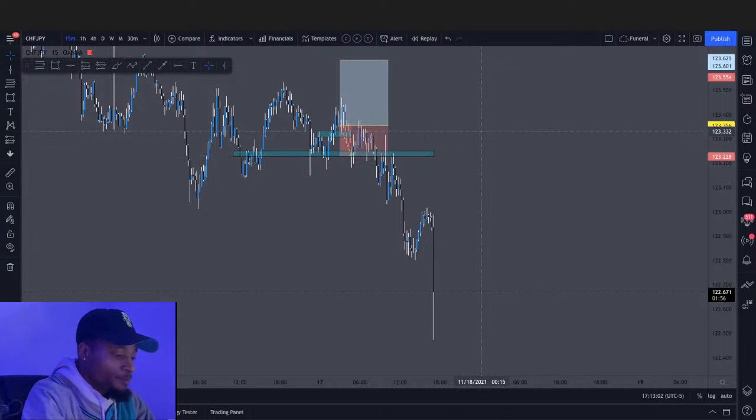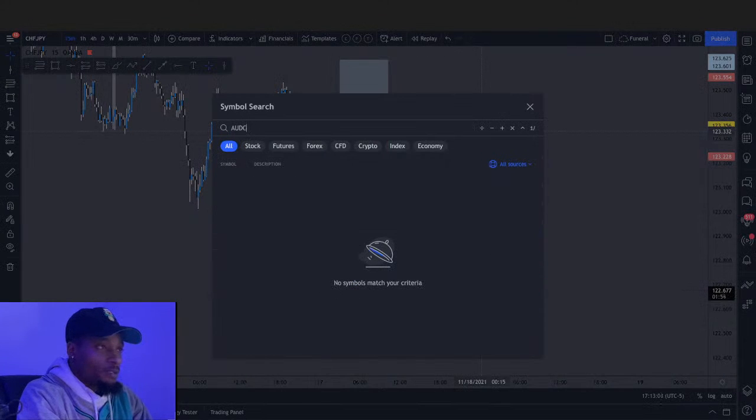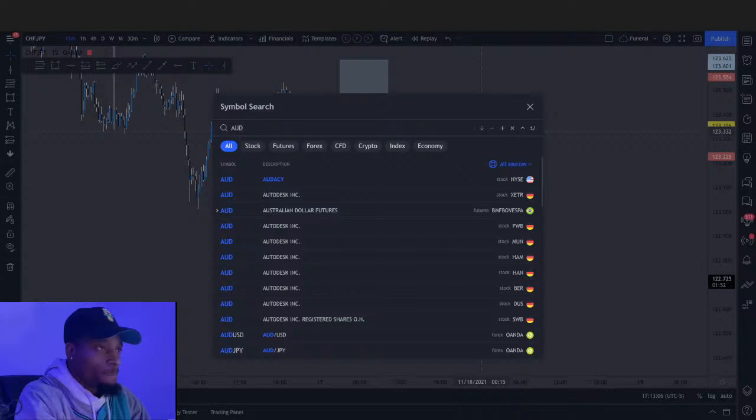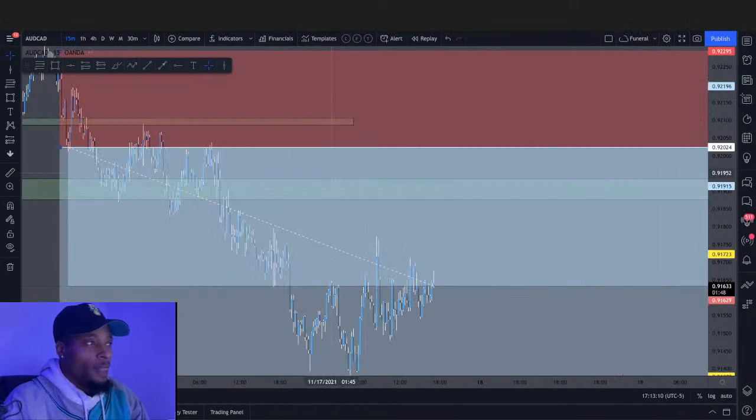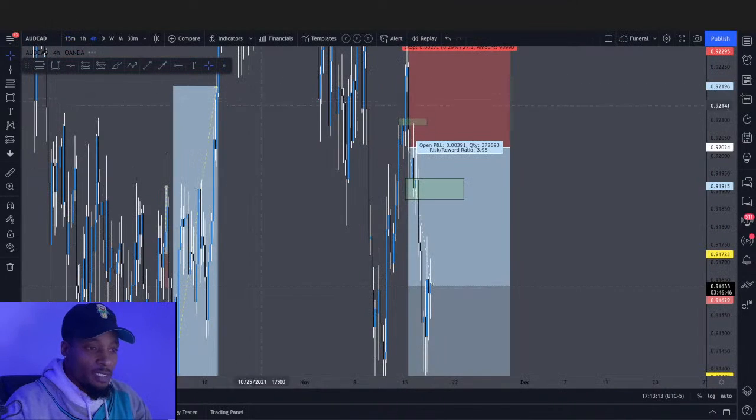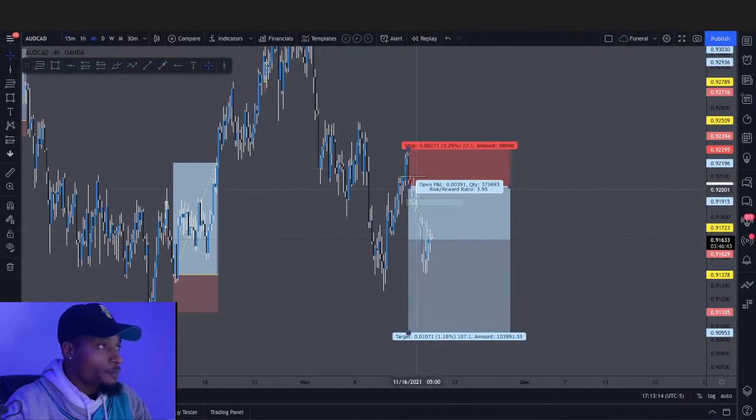But we had what? AUD CAD as well. I don't think my mic is talking to me today. It's starting to consolidate a little bit. Starting to see some sideways movement right around in here.